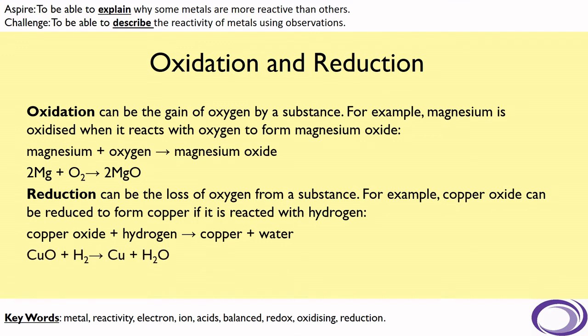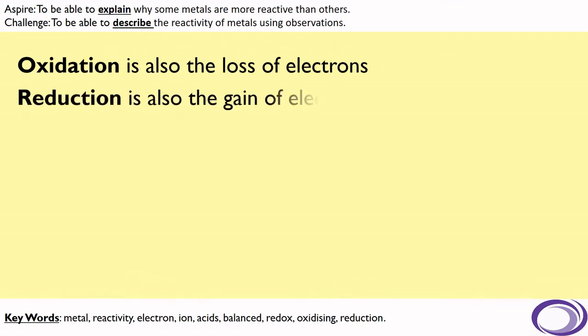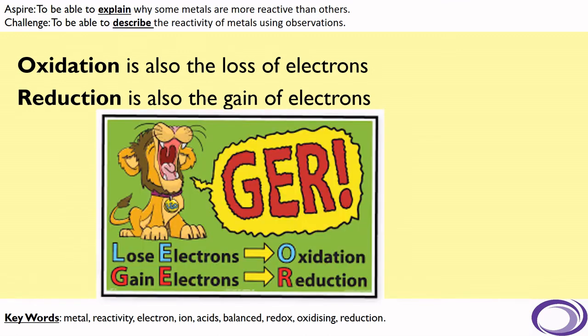But there's another definition for oxidation and reduction, and that's in terms of electrons. Oxidation is also the loss of electrons, and reduction is the gain of electrons. Now, I like to use the acronym LEO says GER. Lose electrons, oxidation. Gain electrons, reduction.